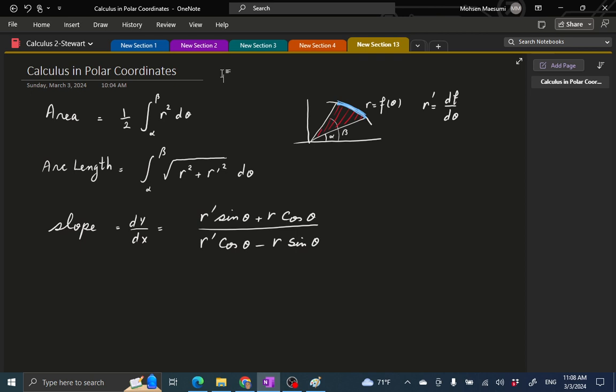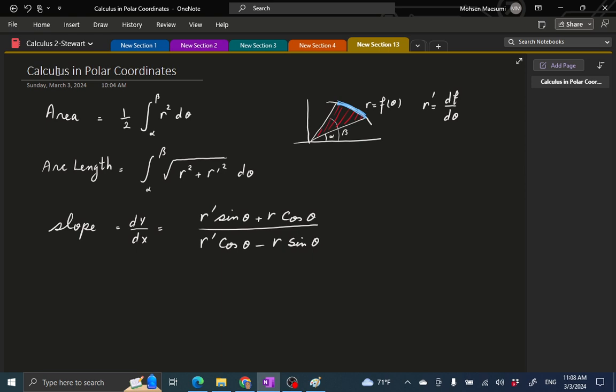Hi, welcome to Calculus 2. Today's lecture is Calculus in Polar Coordinates. We are going to talk about area, arc length, and slope, and do several examples to make sure you understand these concepts in polar coordinates.